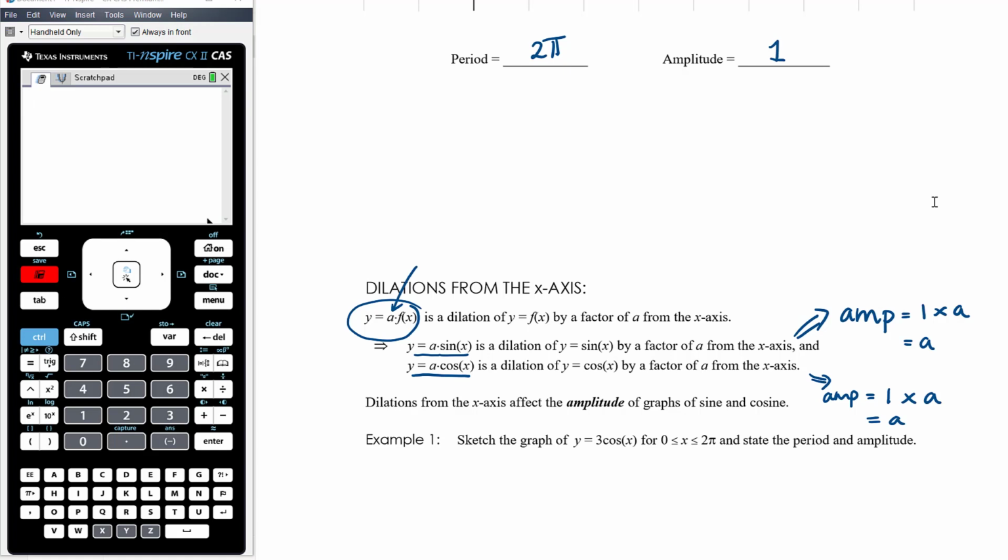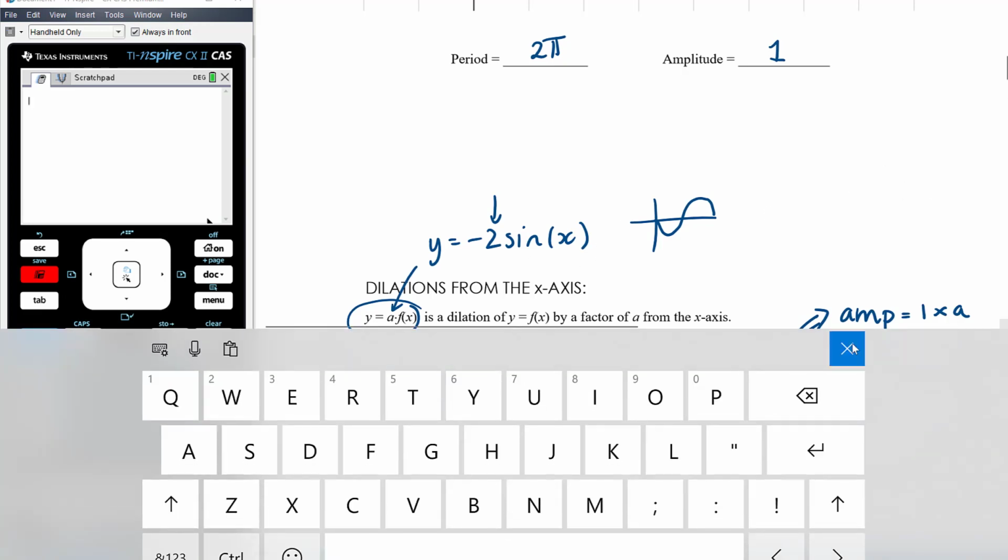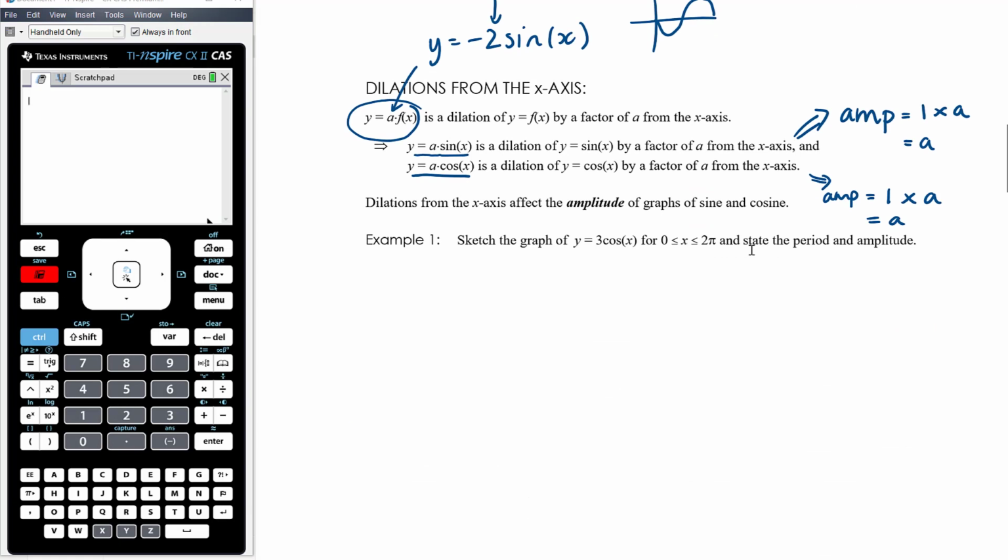Okay, so let's be really clear about the fact that amplitude is a distance, it's not going to be negative. So if, for example, we had y equals negative 2 sine x, the negative is about reflecting the sine graph in the x-axis, so it's going to go this way. Okay, the amplitude is 2. We've dilated by a factor of 2, not by a factor of negative 2. So the amplitude will still be 2, even if you've got a reflection.